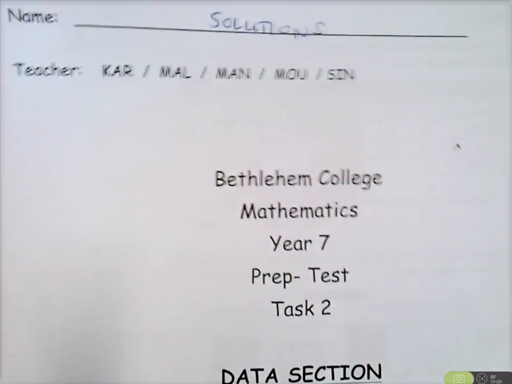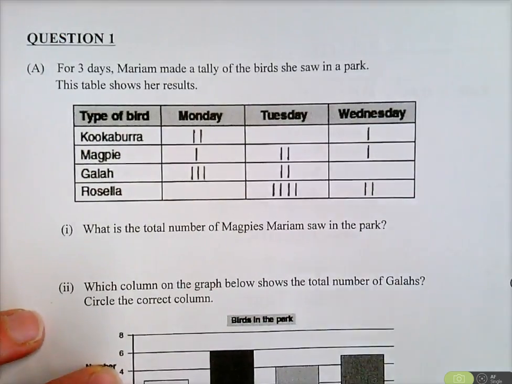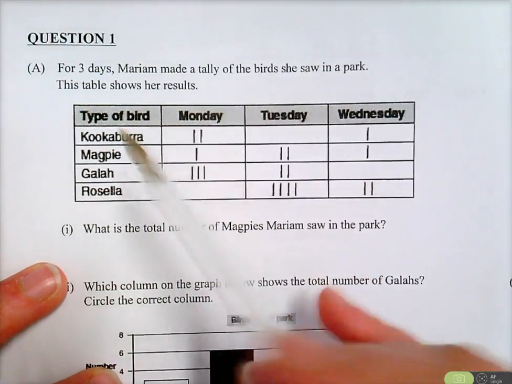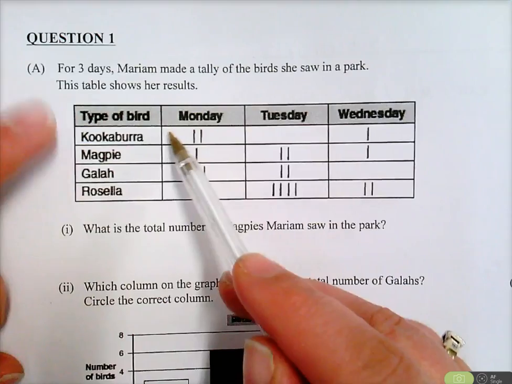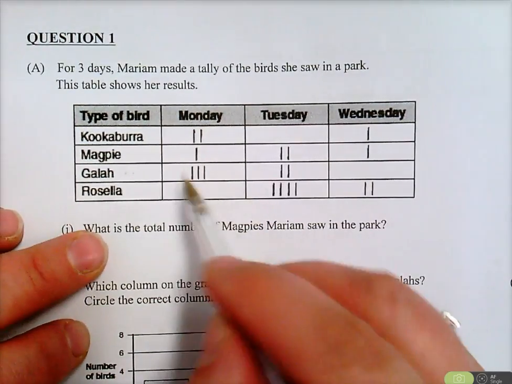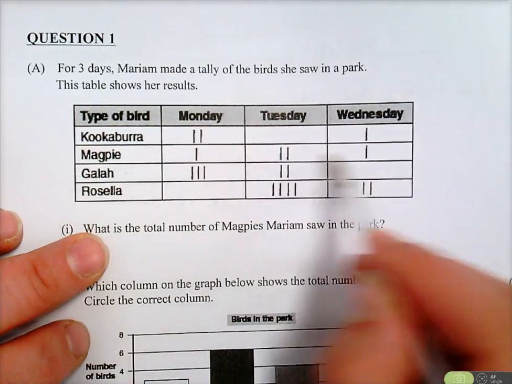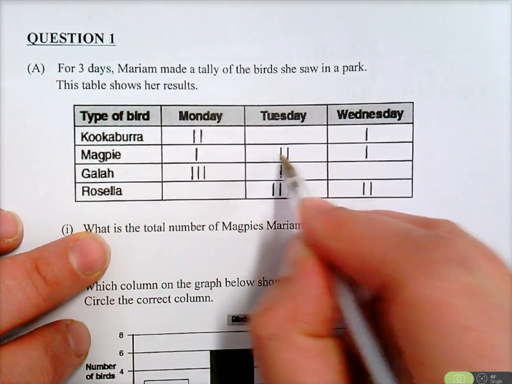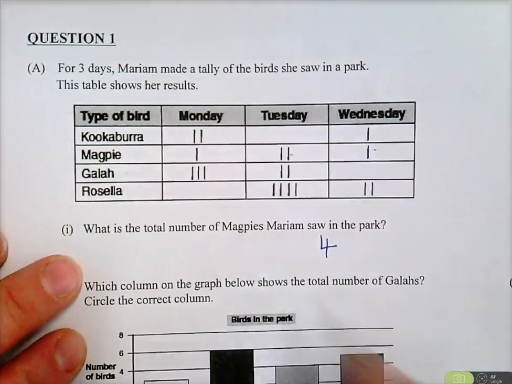These are the solutions to the Year 7 data prep test. First question. For 3 days, Mariam made a tally of the birds she saw in the park. These are the different types of birds: kookaburra, magpie, galah and rosella. What are the total number of magpies? So we need to look across this whole line. And we've got 1, 2, 3, 4 magpies in the park.